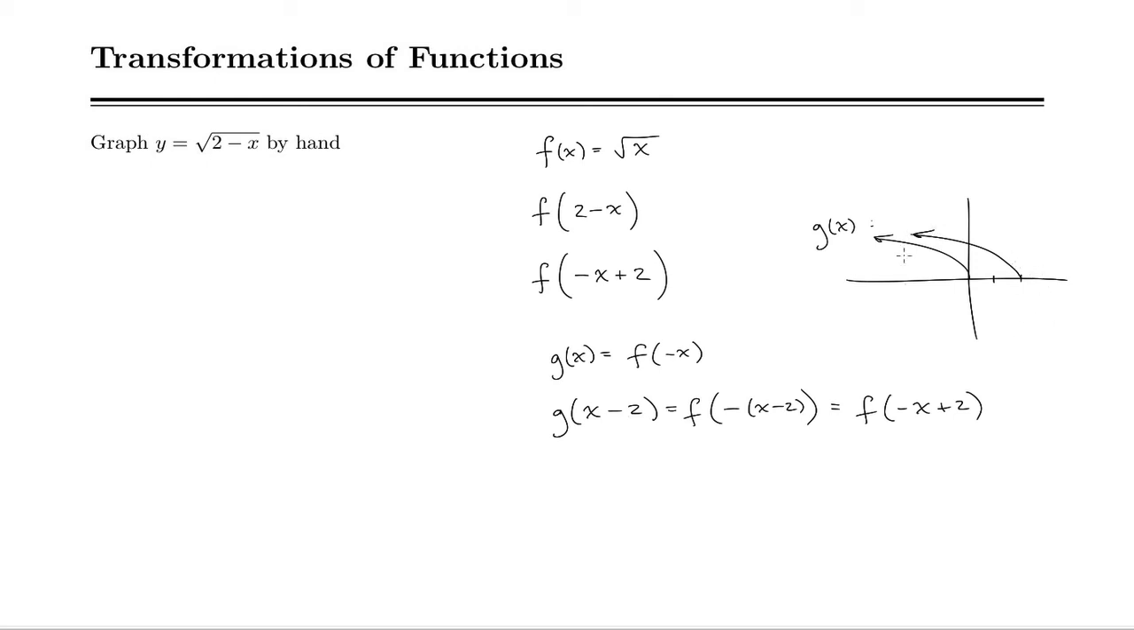And there's our curve. So that's the g of x minus 2, which is the function we're looking for. So this is the graph of the square root of 2 minus x.